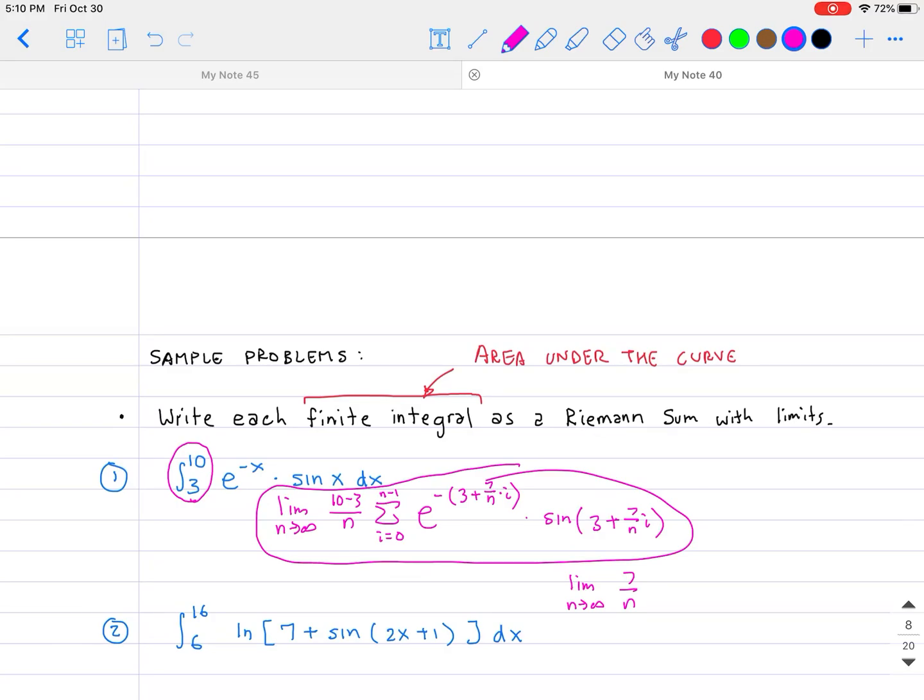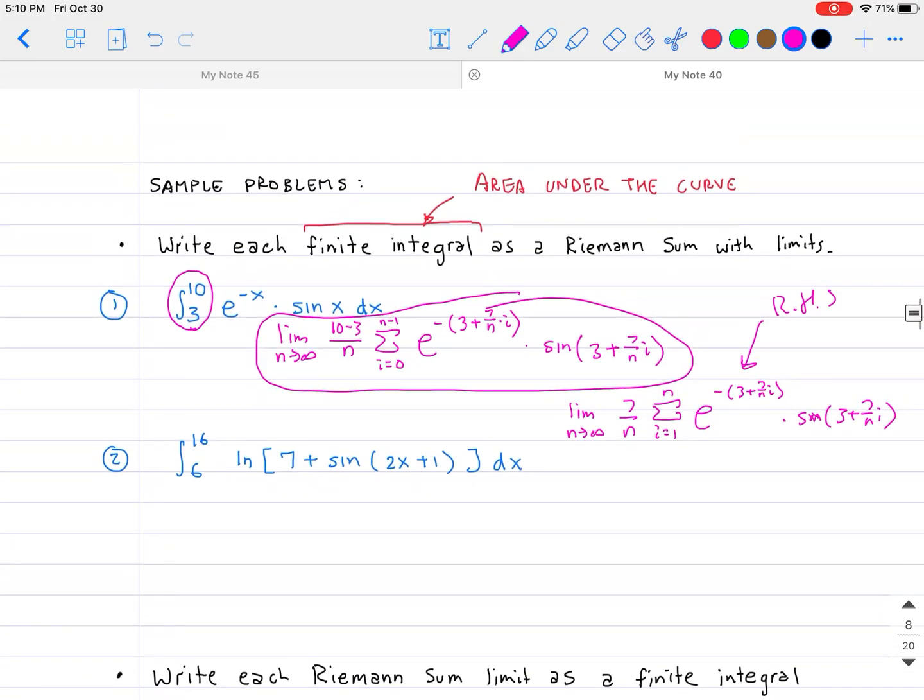Okay. Now, sometimes you might not actually see it like this. Sometimes you might see it like this. Limit as n approaches infinity of 7 over n, which is 10 minus 3. But the part that's a little bit different is this over here. They might say i is equal to 1 all the way to n, basically having a shift in that summation, and then everything else is the same. So 3 plus 7 over n times i times the sine of 3 plus 7 over n times i. If this ever happens, it's still the same answer. All that means is that this right here is using the right-hand side instead of the left-hand side partitions. But if you have an infinite number of partitions, I don't think it really matters if you're using the left-hand side or the right-hand side, because both are going to be pretty close to the actual answer that we want, so long as n is approaching infinity.